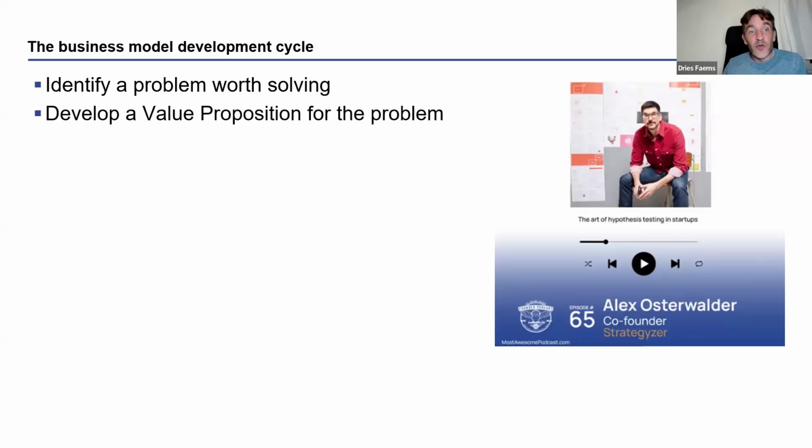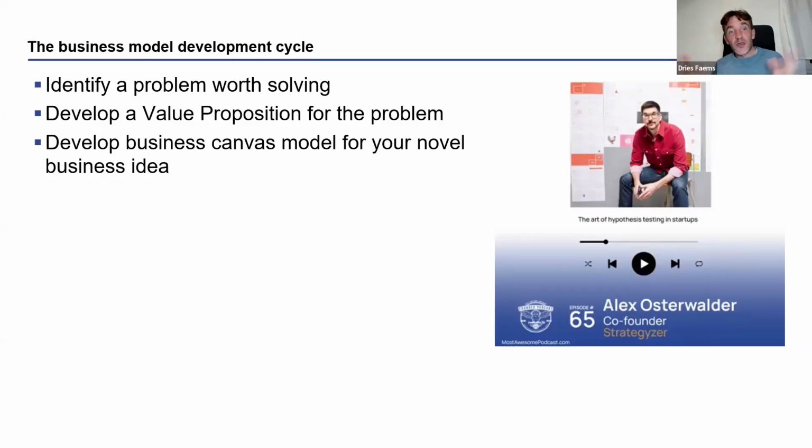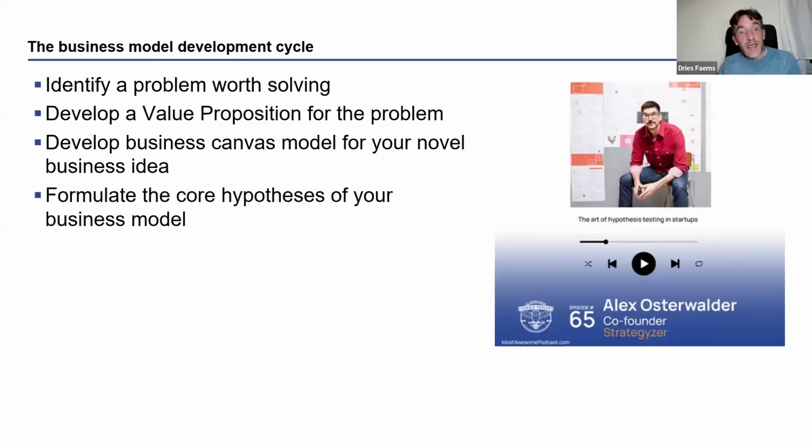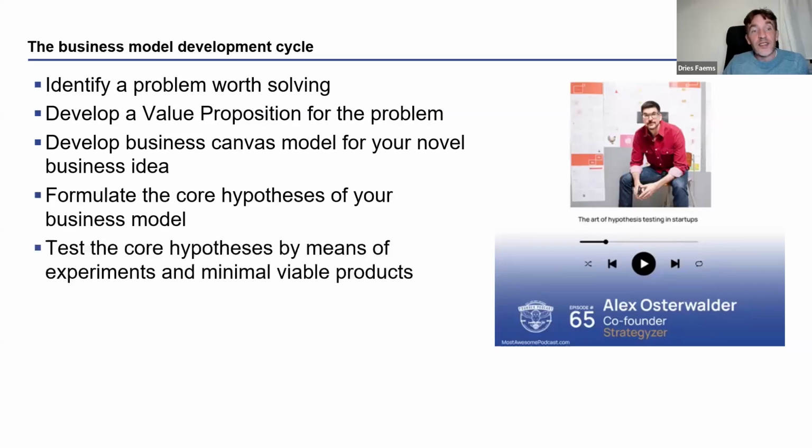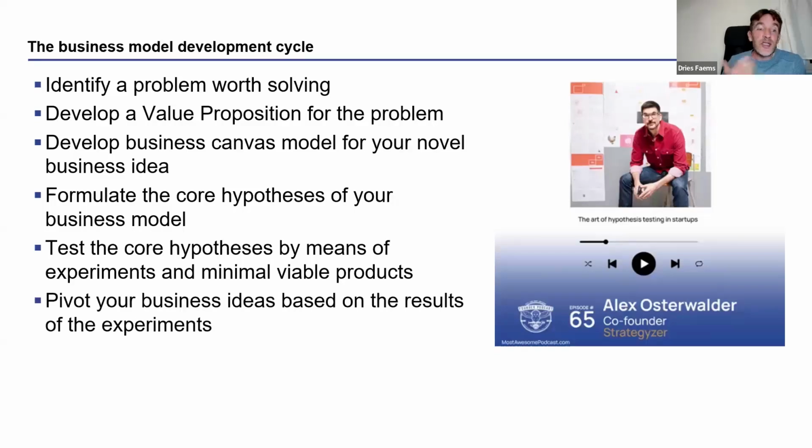Then based on an identified problem, students have to come up with a value proposition. Then they have to build the whole business model canvas around it from Osterwalder and Pigneur. Subsequently, they have to formulate a number of core hypotheses that they then have to test with experiments and minimal viable products, which in the end allows them to pivot their business model. So these are the traditional steps we take in our business model development courses, which of course highly reflects what startups typically are doing in the initial stages, and what startups also get pushed to do when they are in incubators or accelerators.